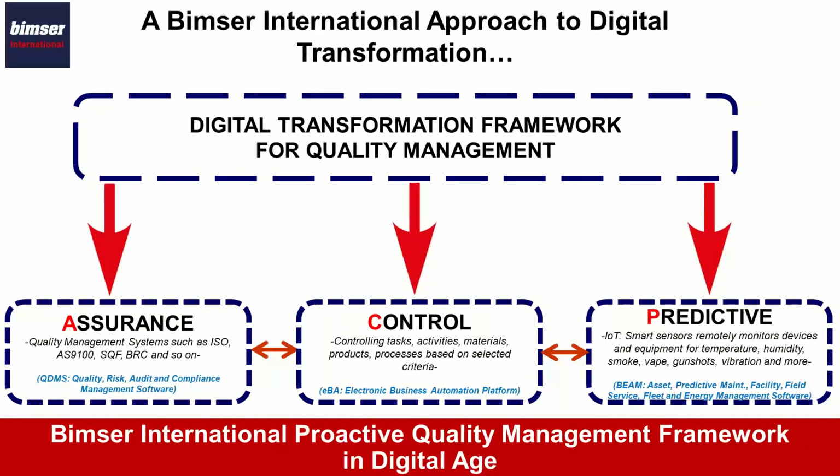So that is why we put together this digital transformation framework for quality management, and it has 3 parts: assurance, control, and predict. Assurance is basically referring to your quality assurance system. ISO, maybe you're compliant with, maybe AS9100 in the aerospace industry, maybe you're a food and beverage company and you are compliant with SQF and/or BRC. So that is basically your quality management system.